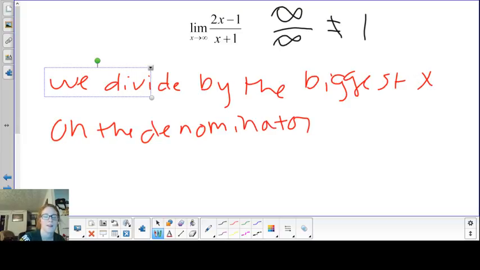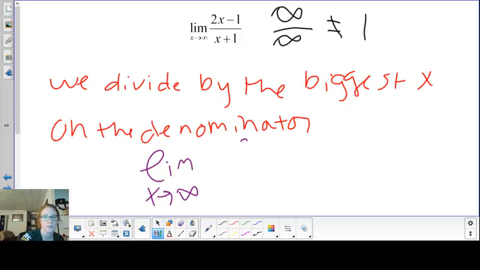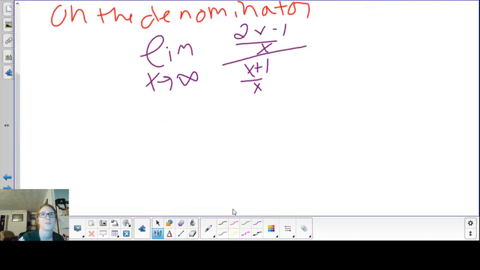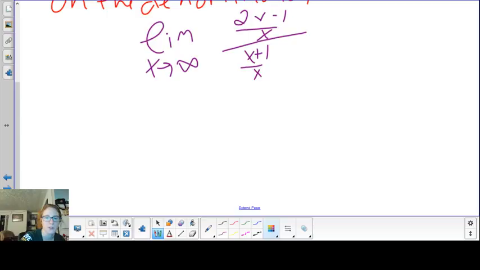And what I mean by biggest x is the biggest exponent of my x. So in this case, I just have x to the first. So everything's just going to be divided by x to the first, or essentially x. So I have the limit as x approaches infinity of (2x minus 1) over x, over (x plus 1) over x. And remember, we're doing this so we can try and simplify stuff down. I still have not taken that limit, so I need to keep writing it there.